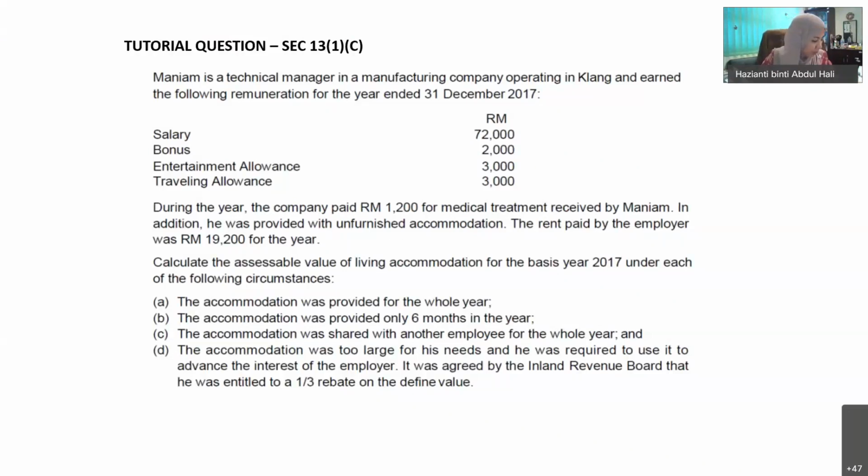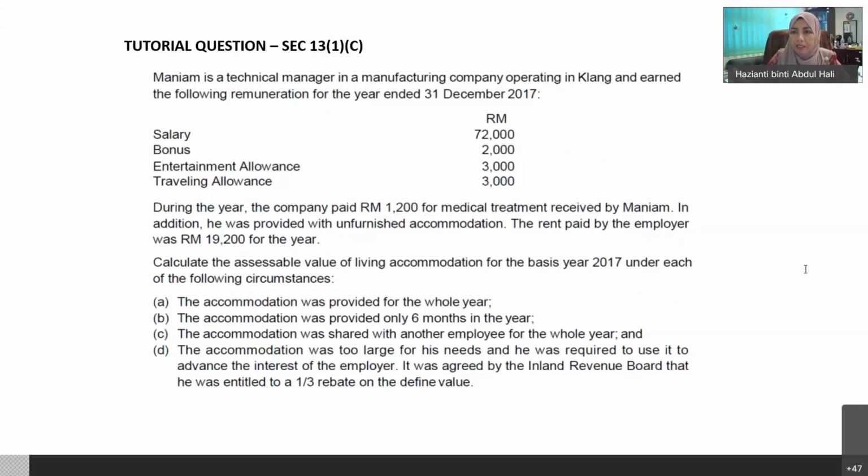Mr. Manyam, technical manager in a manufacturing company operating in Klang, and earned the following remuneration for the year ended 31st December. Here, this is just like, I think, example yang kita buat hari tu. So he earned the following remuneration: salary, bonus, entertainment allowance, and travelling allowance. And during the year, the company paid 1,200 for medical treatment received by Manyam. In addition, he was provided with unfurnished accommodation. So the rent paid by the employer was 19,200 for the year.